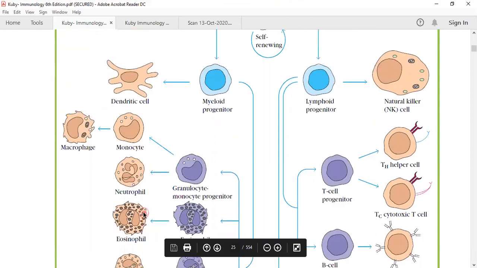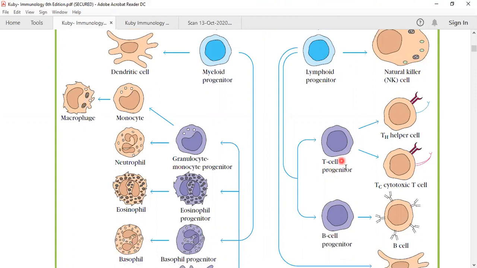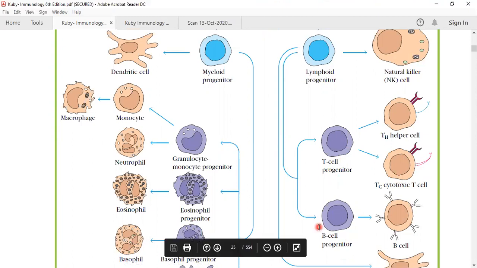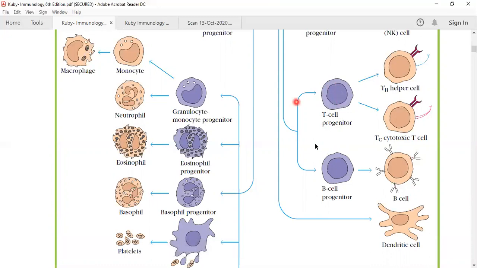Also, the same hematopoietic stem cell is responsible for the synthesis of lymphoid progenitor cell, which will develop into either a natural killer cell, T progenitor cell finally, which will develop into the T helper cell or T cytotoxic cell. We will see how these cells are developed. B cell or a dendritic cell. All right. So these cells, B and T cells, are our prime concern today because we are going to discuss them in detail, how the maturation and differentiation of these cells is happening and which organs are responsible for their development.